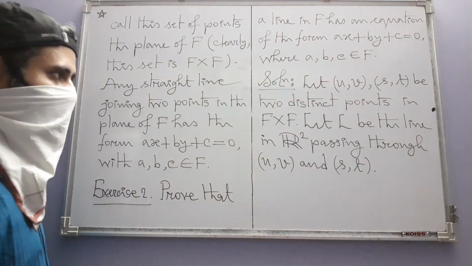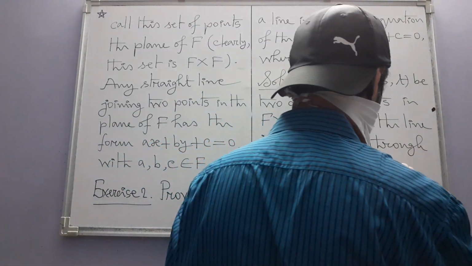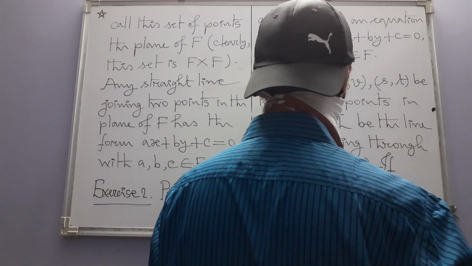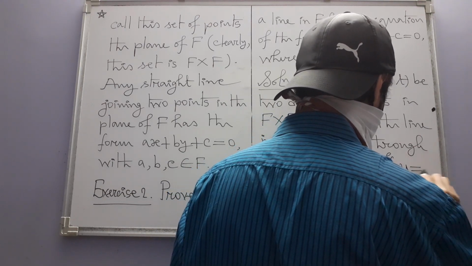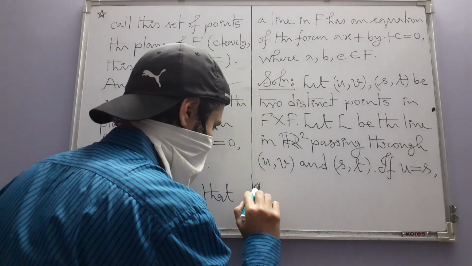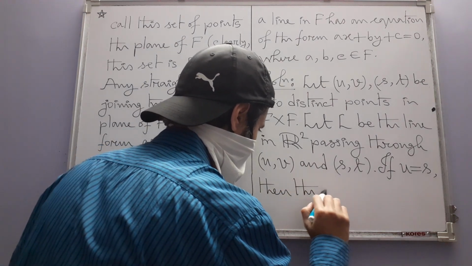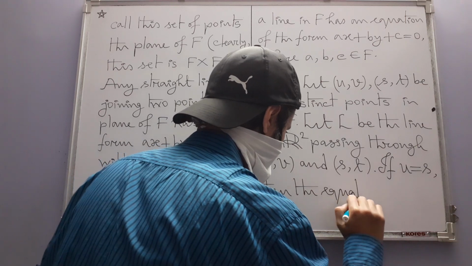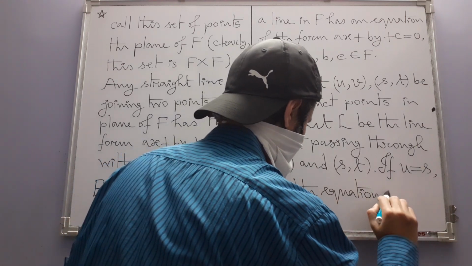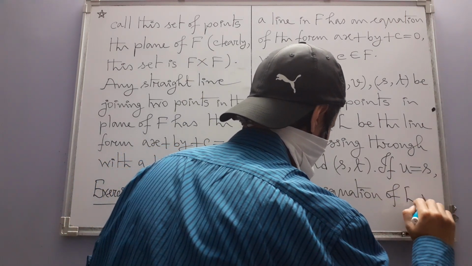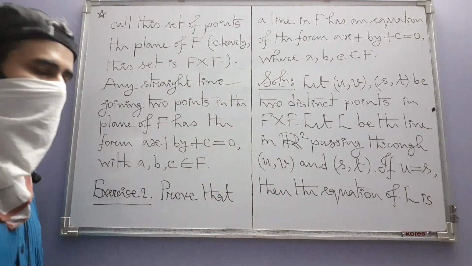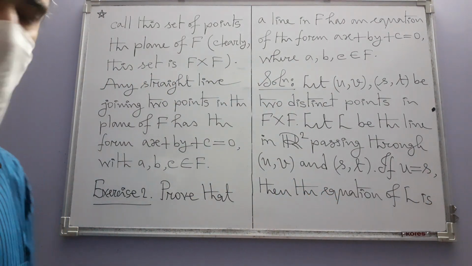And now we consider that special case. If u is equal to s, then the equation of L is x equal to u, because it is a vertical line.